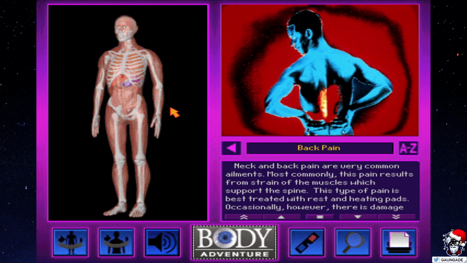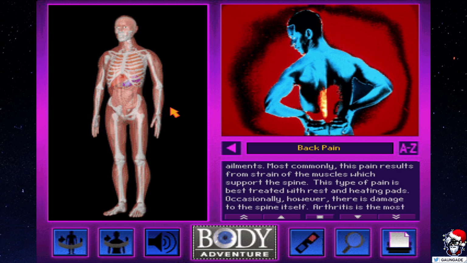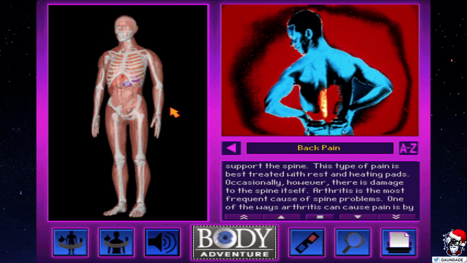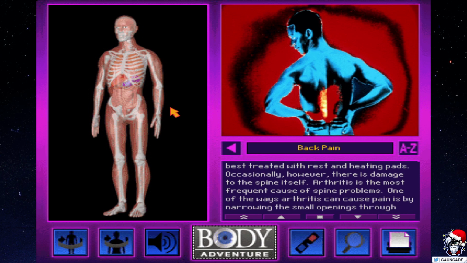Most commonly, this pain results from strain of the muscles which support the spine. This type of pain is best treated with rest and heating pads. Occasionally, however, there is damage to the spine itself. Arthritis is the most frequent cause of spine problems.